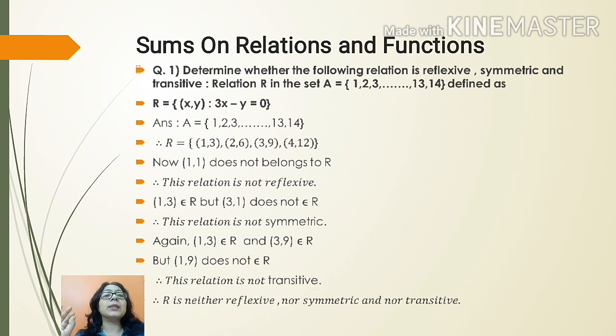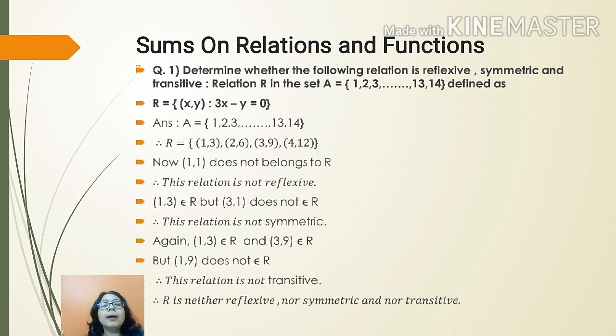First, for proving reflexive, each number with itself, that is (a, a), should be in the relation. But (1,1) is not there, (2,2) is not there, (3,3) is not there. It is not present in the relation. So we cannot say the relation is reflexive. That means the relation is not reflexive.